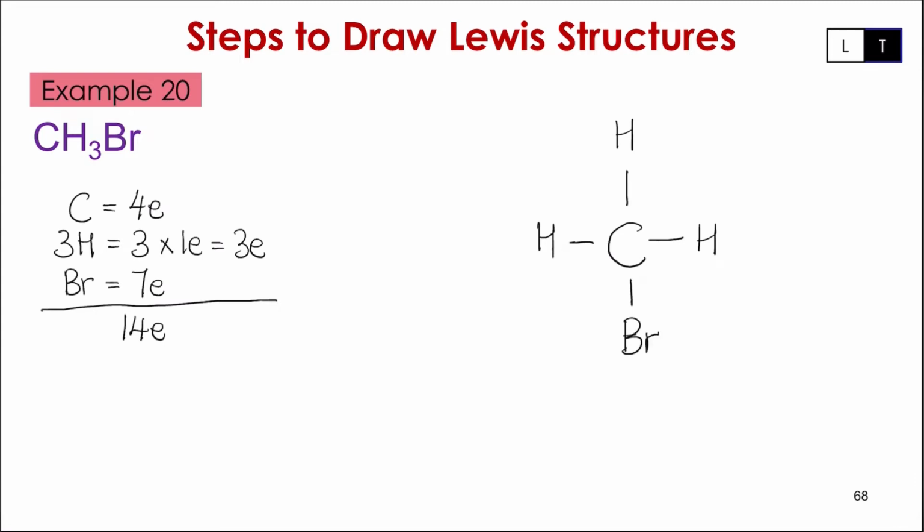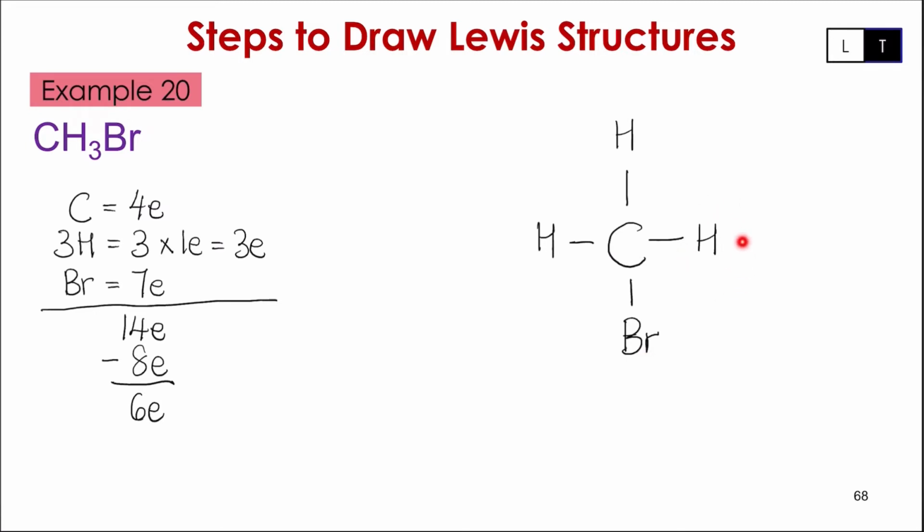After that, saya dah guna 4 bonding pairs, maknanya 8 elektron. So 14 minus 8, yang baki tinggal adalah 6 electrons. So 6 electrons ini saya akan letak di bahagian bromine.